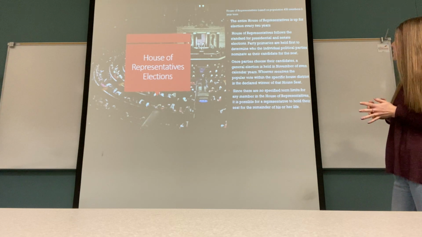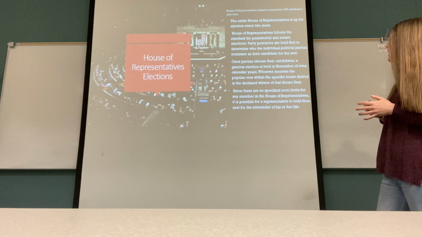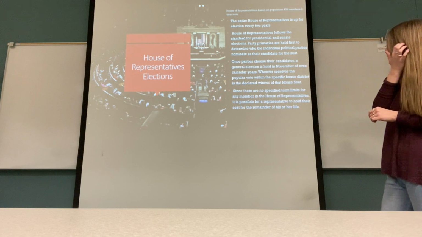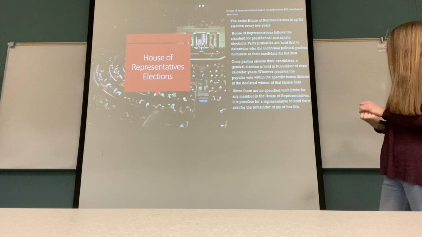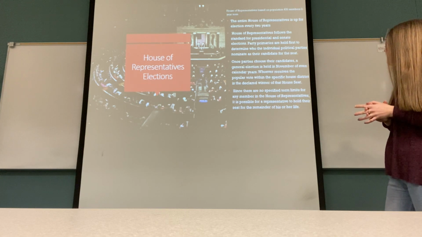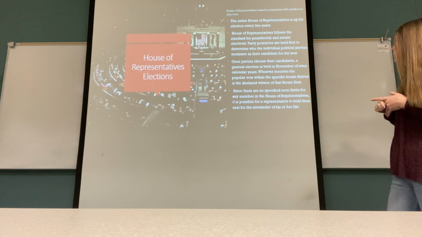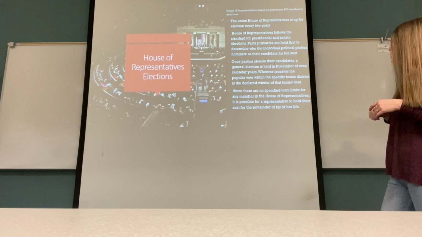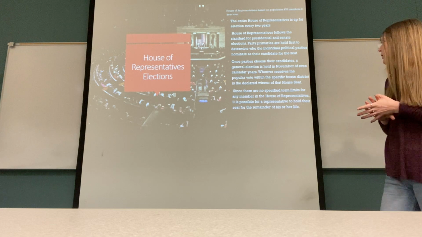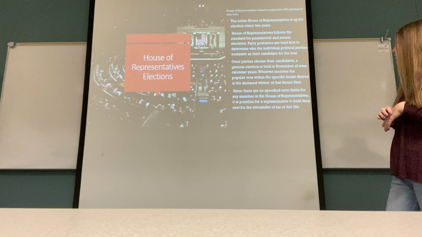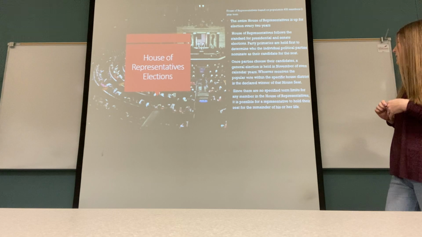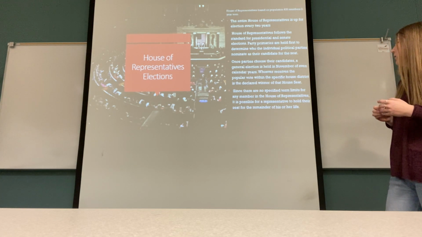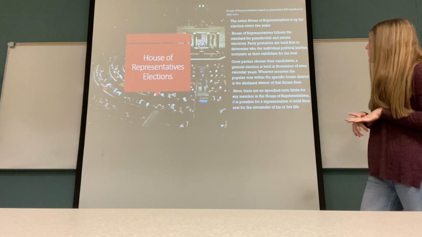The House of Representatives follows the standard for presidential and Senate elections. Party primaries are held first to determine which individual each political party nominates as their candidate for the seat. Once parties choose their candidates, a general election is held in November of even calendar years. Whoever receives the popular vote within the specific House district is then declared the winner of the House seat. Since there are no specified term limits for any member of the House of Representatives, it is possible for a representative to hold their seat for the remainder of his or her life.